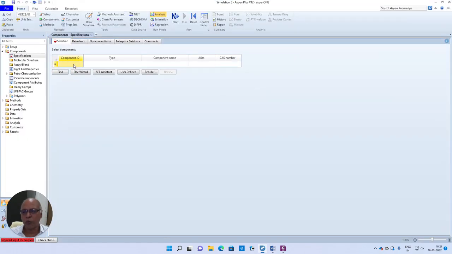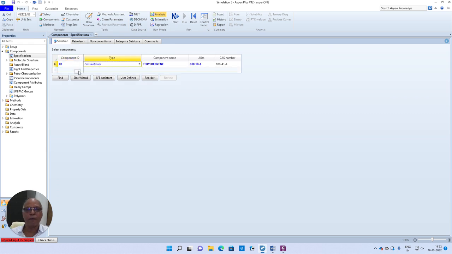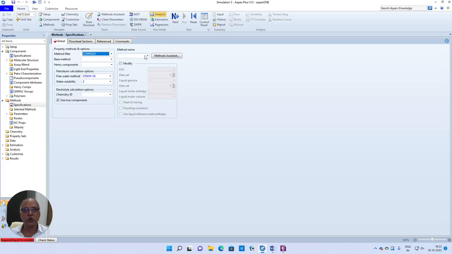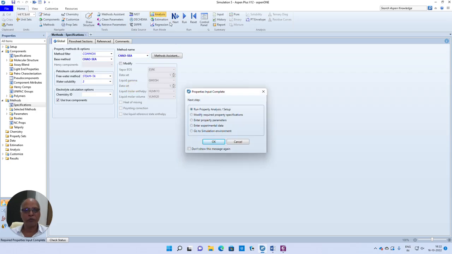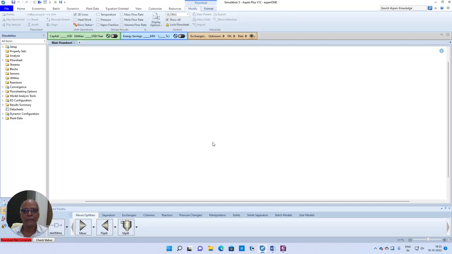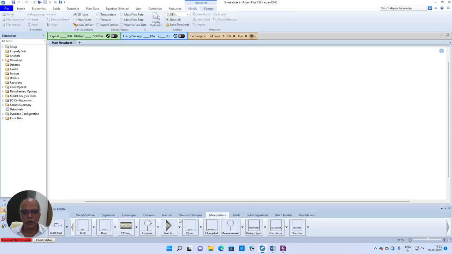Now, the only component we are trying to handle in this problem is ethyl benzene. So, let me go to the next input screen, choose a property model, go to the next input screen, and go to the simulation environment. Now, both the options I would like to demonstrate in the same example. So, I will be using a duplicator block.